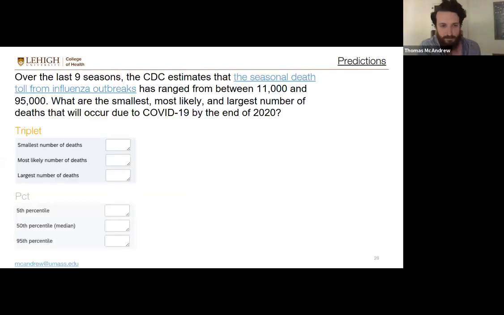Next slide, please. So the question we asked experts, over the last 9 seasons, the CDC estimates that the seasonal death toll from influenza has ranged between 11,000 and 95,000. That's that background information. Here's the ask. What are the smallest, most likely, and largest number of deaths that will occur due to COVID-19 by the end of 2020? Here we allowed experts to give two different types of answers. One we call a triplet, which is the smallest, most likely, and largest number of deaths. And one is a percentile question where we asked specifically for the 5th percentile, 50th percentile or median, and 95th percentile. Let's look at the results. Next slide, please.